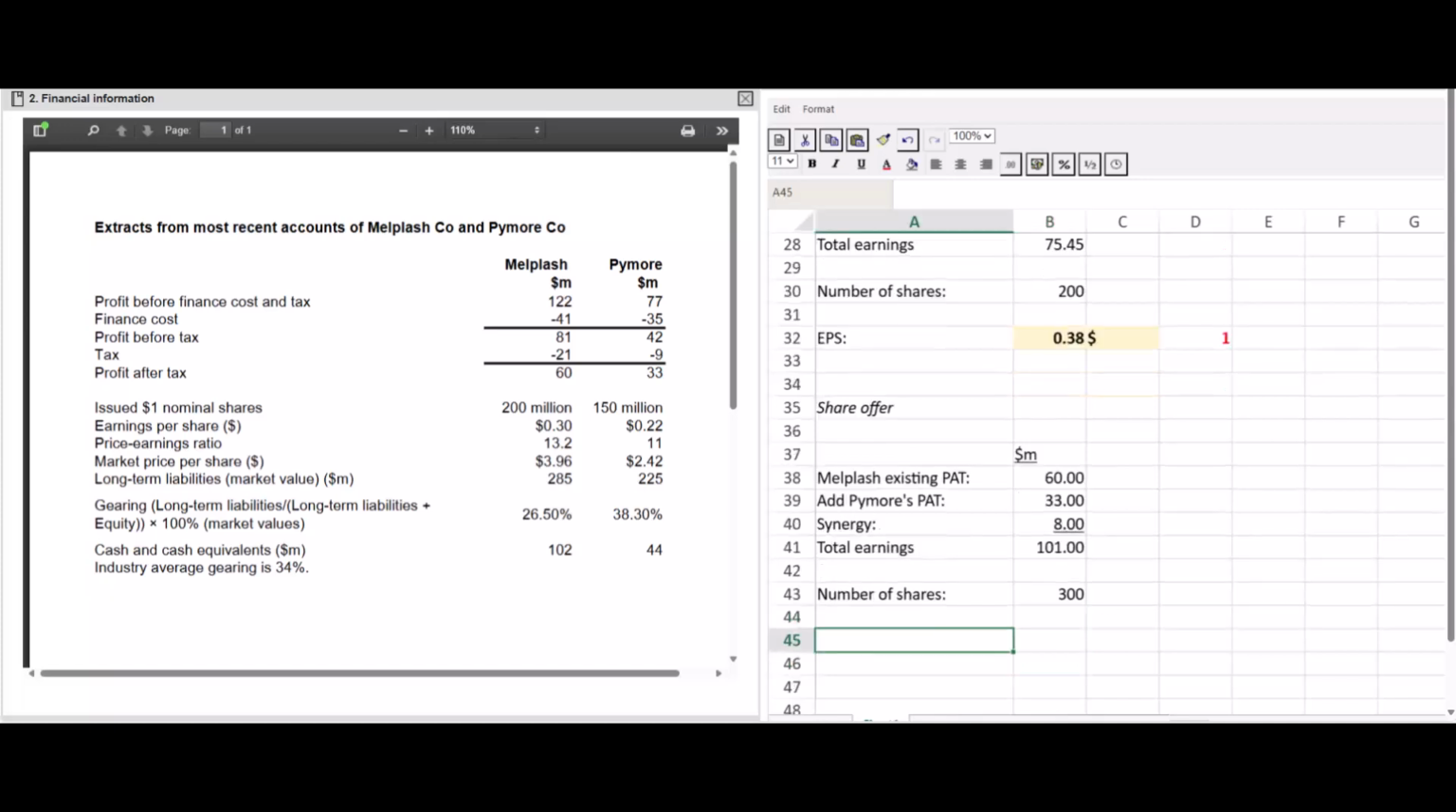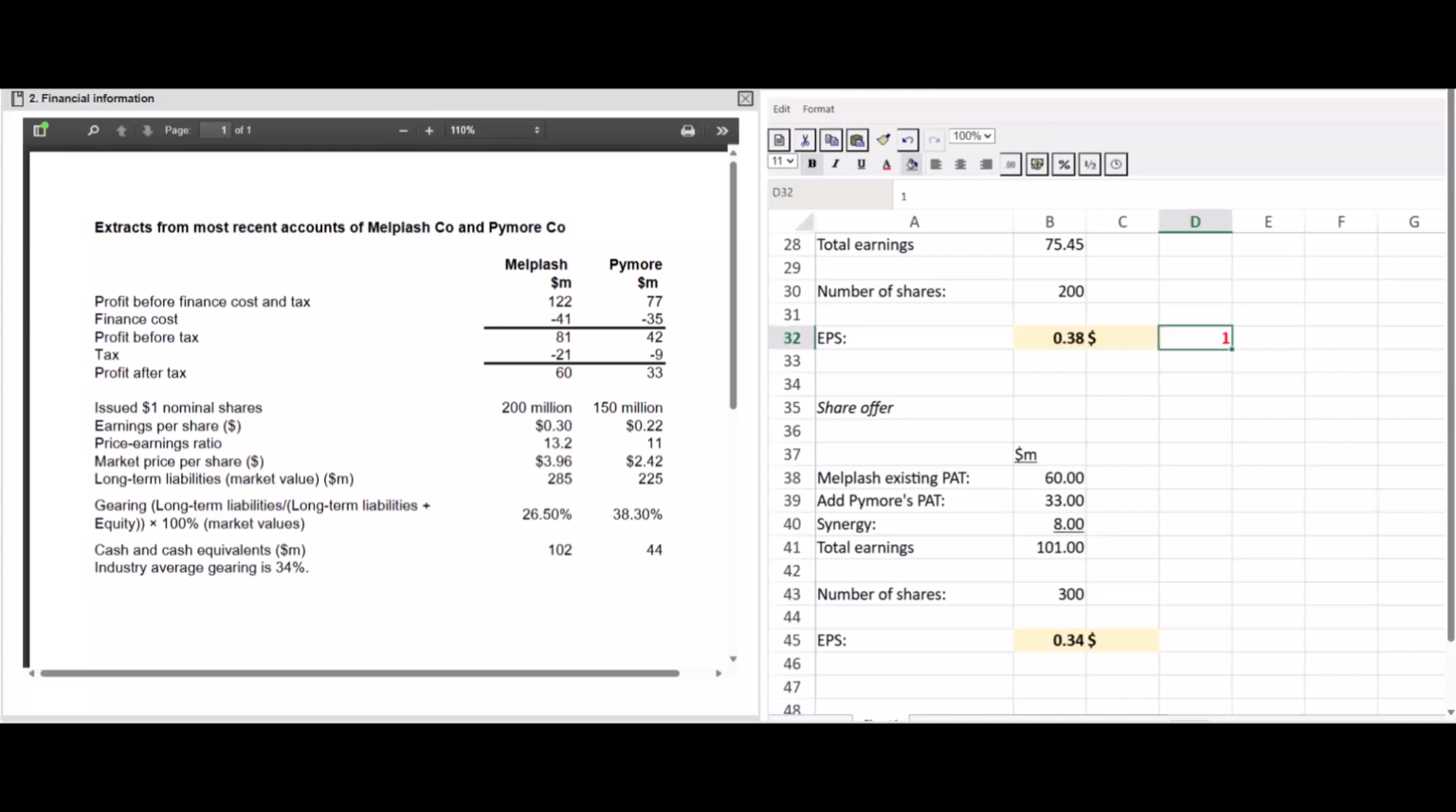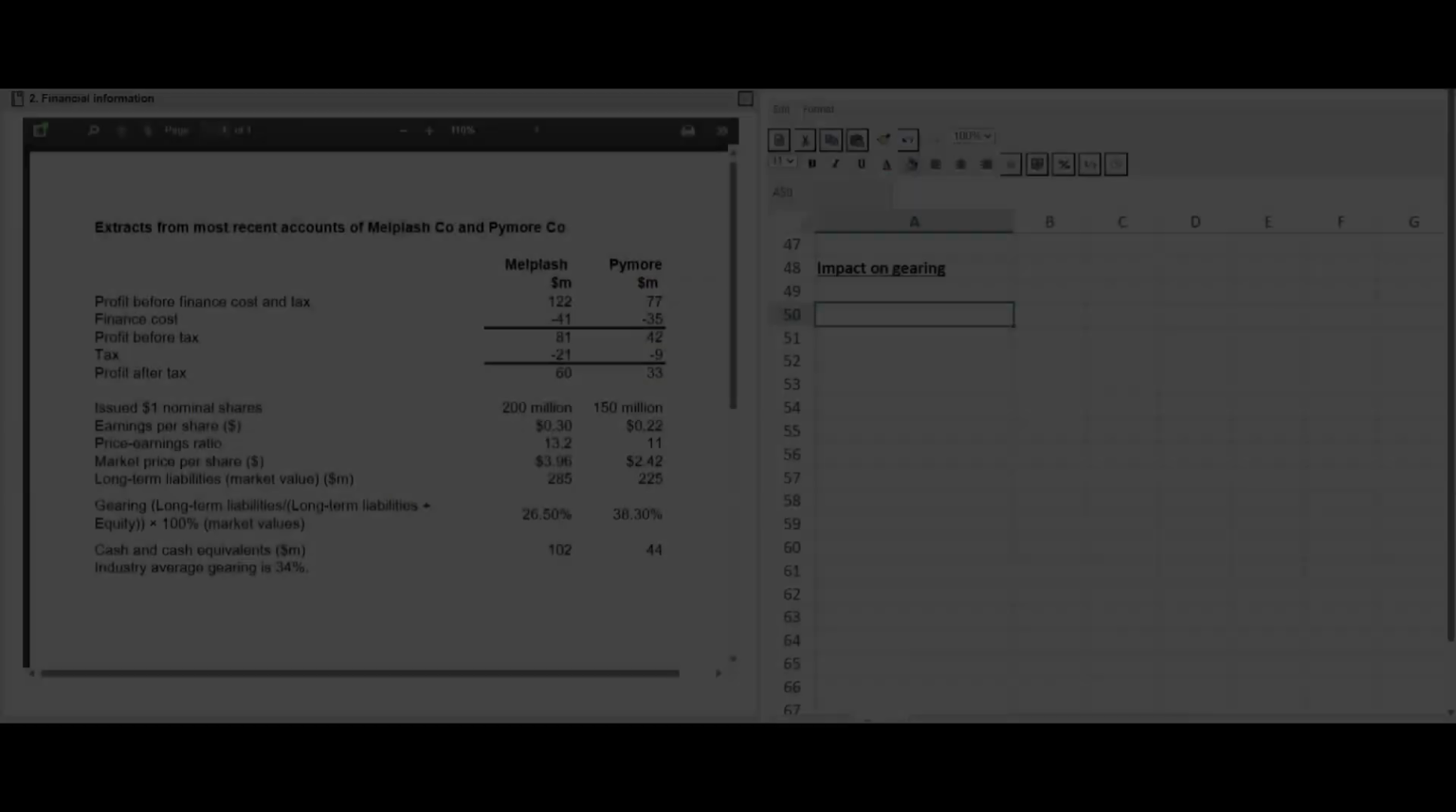So our earnings per share will just be 101 divided by the 300, which comes out as this number. Again, let's do it to 2 decimal places. Pop the $ sign in. Give it a little highlight just to make it really stand out. And there we go. We've got our earnings per share. And again, that was a mark. And you also got a mark here for working out the number of shares under the share for share exchange. So we're picking up lots of marks along the way, which is really nice.